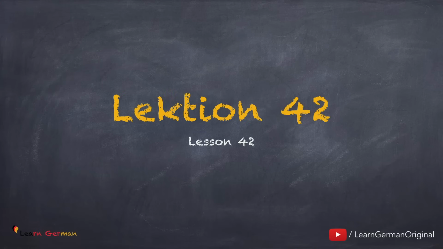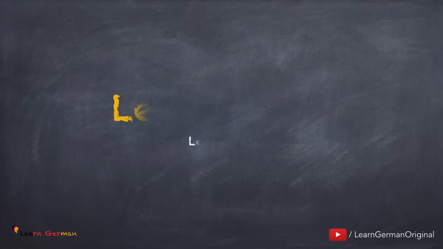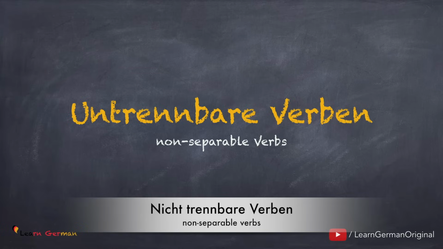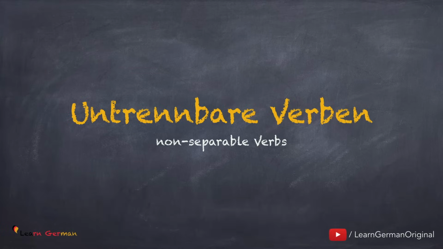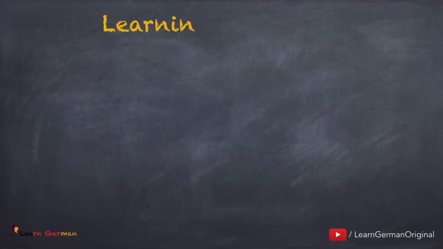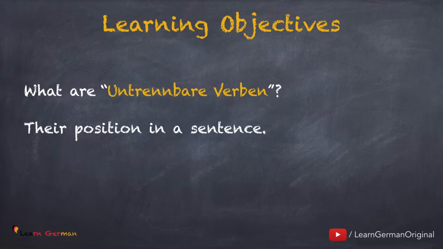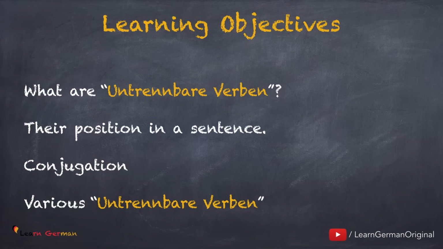Lektion 42. Untrennbare Verben. At some places, you might also read nicht trennbare Verben. Let's first go through the learning objectives of this lesson. We will begin with what are untrennbare Verben? What is their position in a sentence? How to conjugate them? And finally, we'll be learning a few untrennbare Verben.